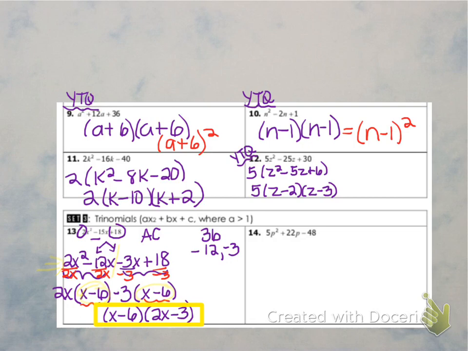So again, I'm always going to check to see if I can take a greatest common factor out, and in this case I can't. There's nothing I can divide out of 5, 22, and negative 48, and of course they don't all have variables, so there's nothing I can do there. So I'm going to start right off with my AC method.